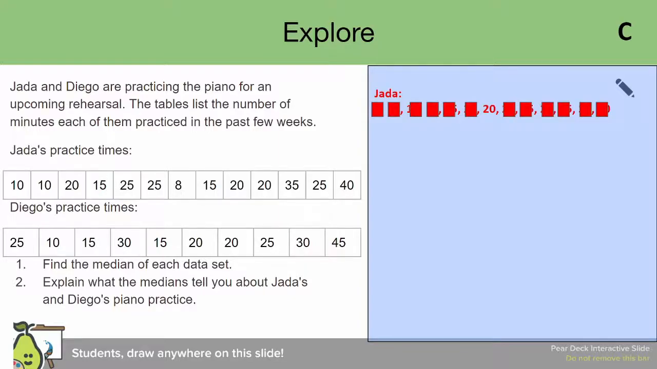You will notice that in this case, we have exactly 1 number left. And if you notice on the left side, we have 1, 2, 3, 4, 5, 6 numbers covered up. And on the right side, we have 1, 2, 3, 4, 5, 6 numbers covered up. This is exactly what you want to do. You want to cover up the same amount of numbers on the left and the same amount of numbers on the right. So now that we have 1 number left in the middle, it is clear that the median for Jada's practice times is 20.